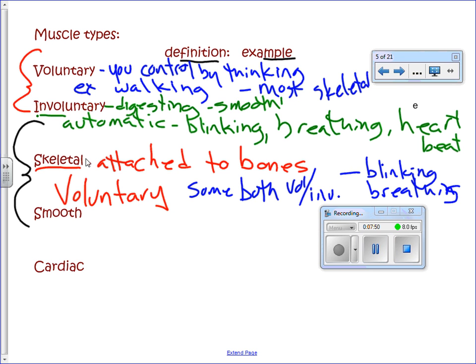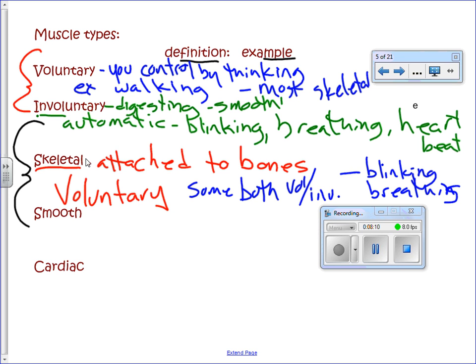I think that's the major examples. And again, there are a lot of things with skeletal muscle, like walking, things like that, that seem involuntary, but you did have to learn to do them initially. And so it is actually voluntary control. All right, questions about skeletal muscle.